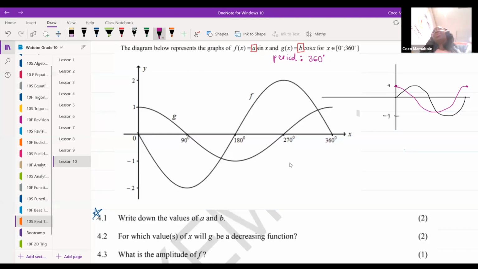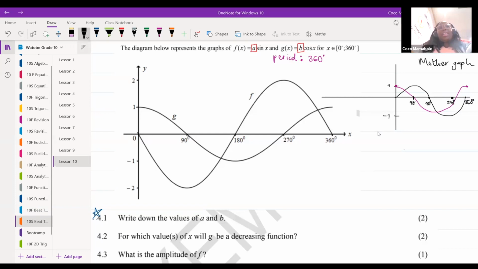Okay, no, not quite. And I'll explain why in just a second. All right, guys. So that's 90. That's 180. This is supposed to be 270 over here, but it's clearly moved, and that's 360. So over here I've drawn the mother graphs. Let's start with the value of A, guys.